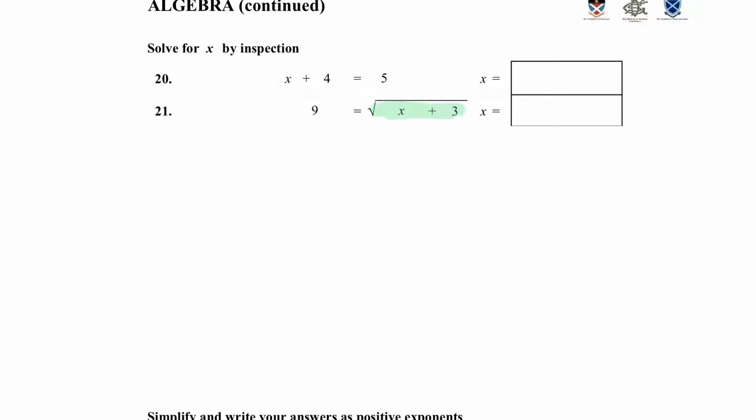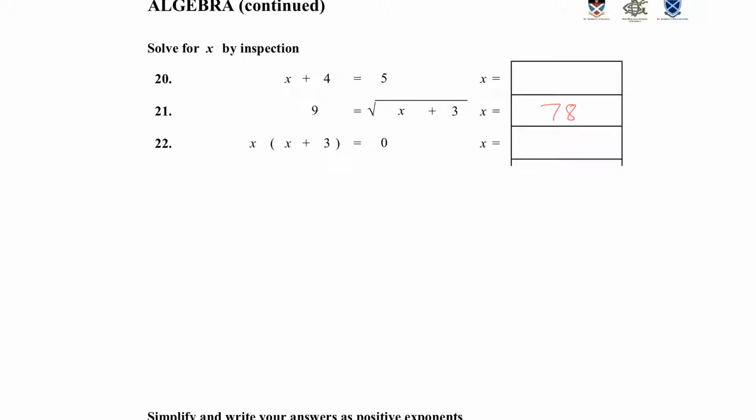So let's just look at this whole thing under the brackets. 9 is equal to the square root of 81. Right? Square root of 81 is 9. 9 squared is 81. In other words, everything underneath this bracket must equal 81. So what plus 3 gives you 81? Well, 78 plus 3 gives you 81.